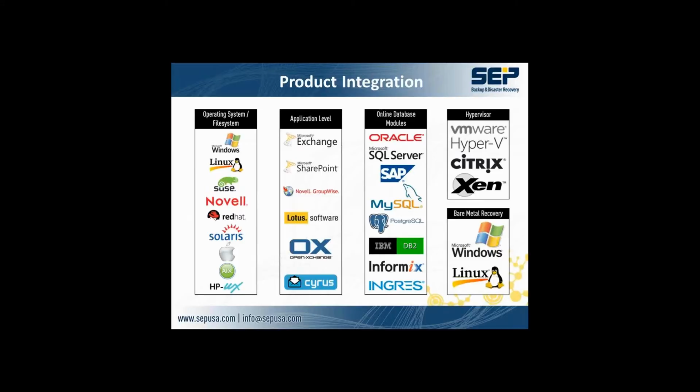From a product integration standpoint, we support pretty much everything under the sun. These are just some examples of some of the more popular stuff that we see on a day-to-day basis. So on the left-hand side, we have operating systems and file systems. SEP can run on Windows, Linux, or Solaris, so you can choose what type of OS you want your main backup server to be.